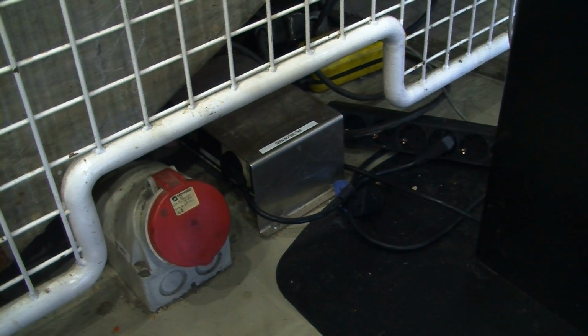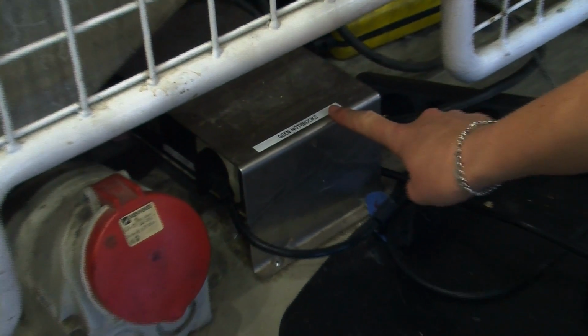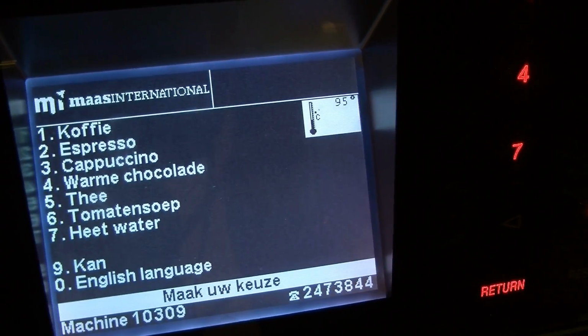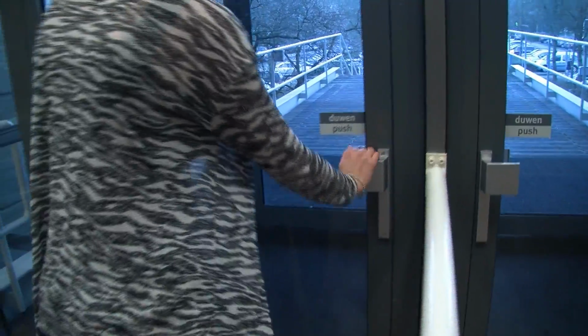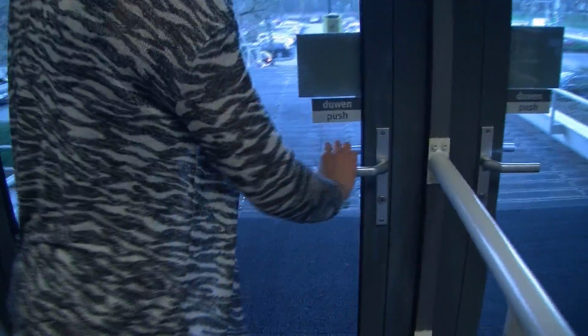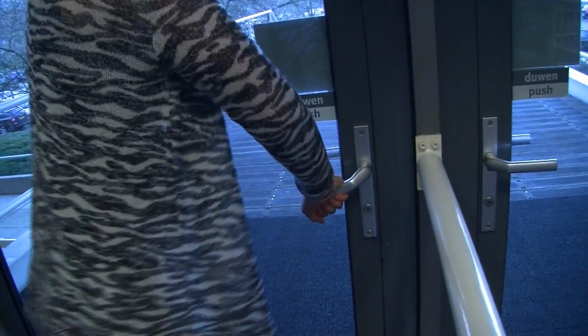I want to charge my notebook. Why is that not possible here? What does that mean? Oh, this is a different doorknob.